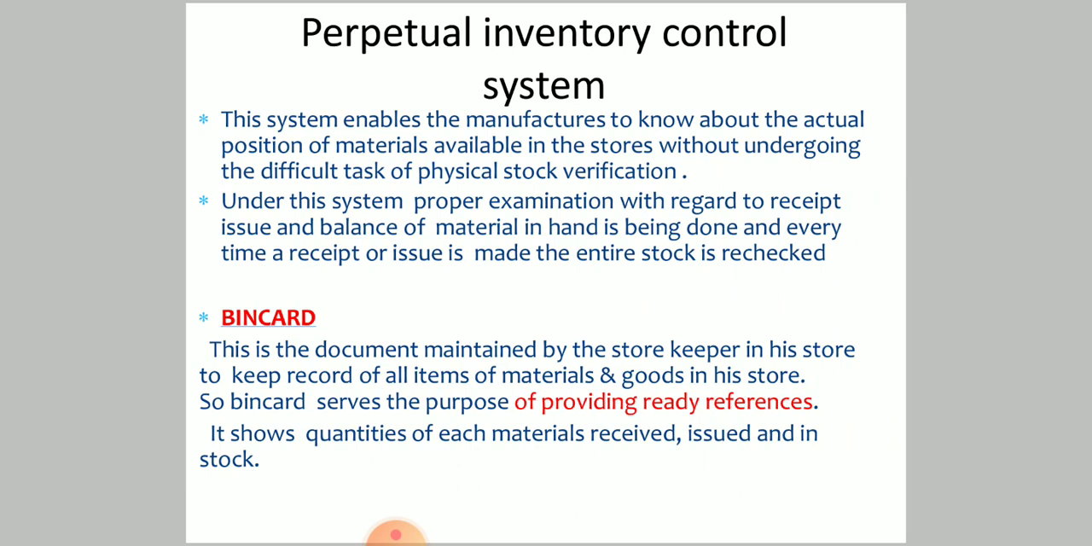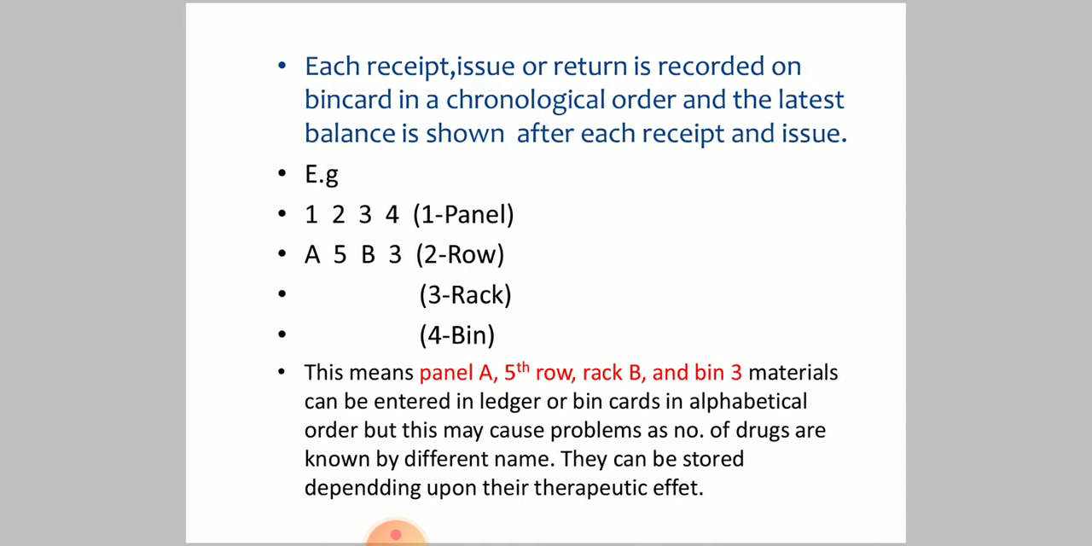The bin card is a document maintained by the storekeeper in his store to keep the record of all the items of materials and goods in his store. The bin card serves the purpose of providing ready reference. It shows the quantities of each material received, issued, and in stock. Each receipt, issue or return is recorded on a bin card in chronological order, and the latest balance is shown after each receipt and issue.